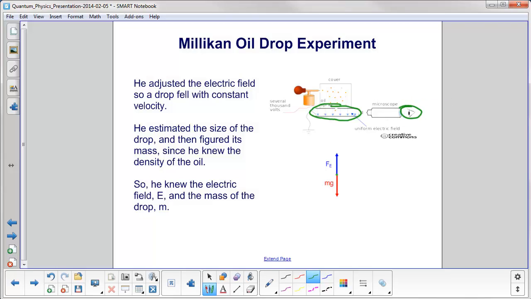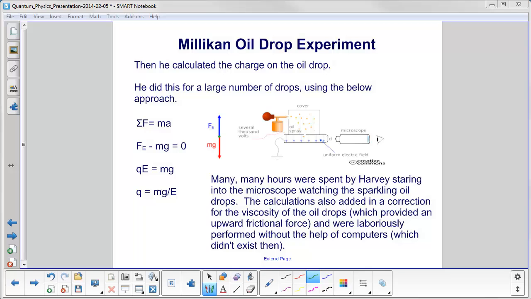He would get the size of the drop, and then he could figure his mass because he knew the density of the oil. So now the electric field was known because it was set, and the mass of the drop was found because it was calculated from its size and also by the density of the oil. Once these data were all collected, Harvey calculated the charge on the oil drop. He did it for a large number of drops using the below approach.